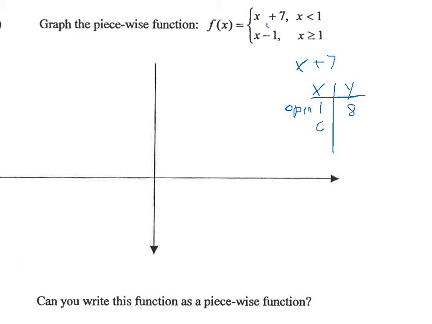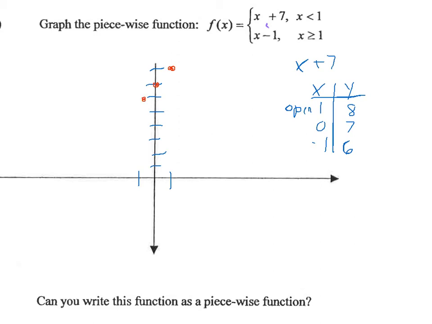If I plug in 0, I'm going to get a 7. If I plug in -1, I'm going to get a 6. So we'll start with those values. So if I plug in a 1, I'm going to have an 8. If I plug in a 0, I'm going to have a 7. And if I plug in a -1, I'm going to have a 6.